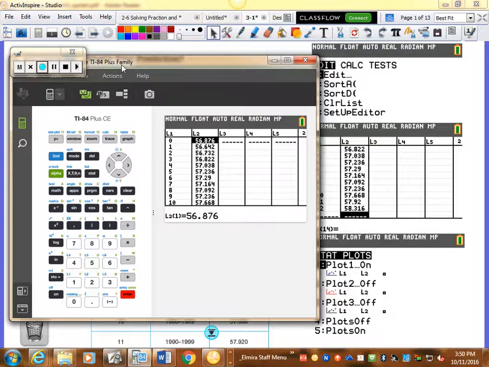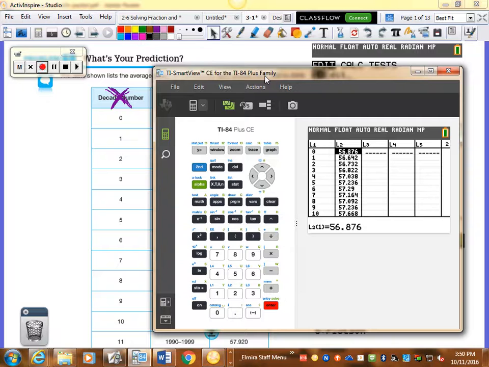Yours will be empty, but what I have done is put all the numbers from 0 to 12 into the L1 column. L1 stands for List 1.